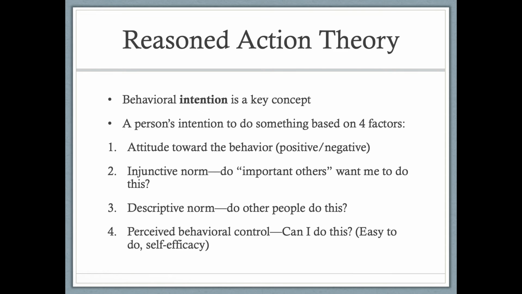Another is the injunctive norm. People will do what important others want them to do. If people who are important to them, a spouse, friends, coworkers, want them to do it, it's more likely they'll adopt that behavior. Or if they see other people doing this, especially people similar to them, they might be convinced to do the same thing. And then number four, perceived behavioral control. Do they feel that they can do this? Can they control their behavior? Can they achieve this? This is also called self-efficacy.